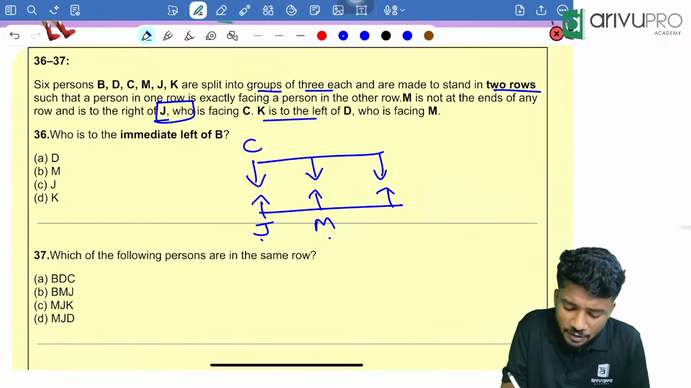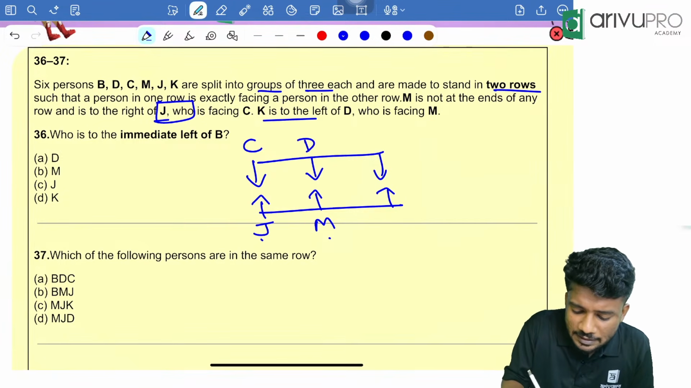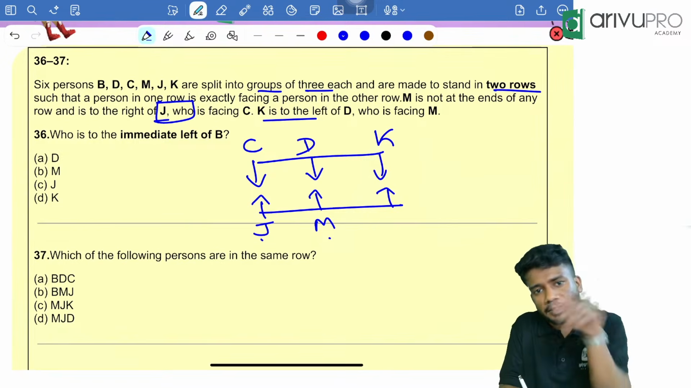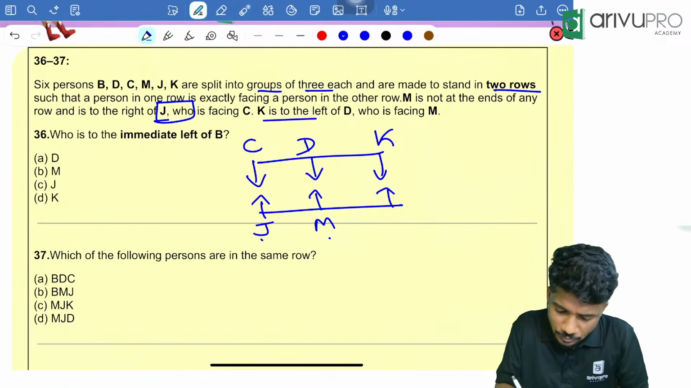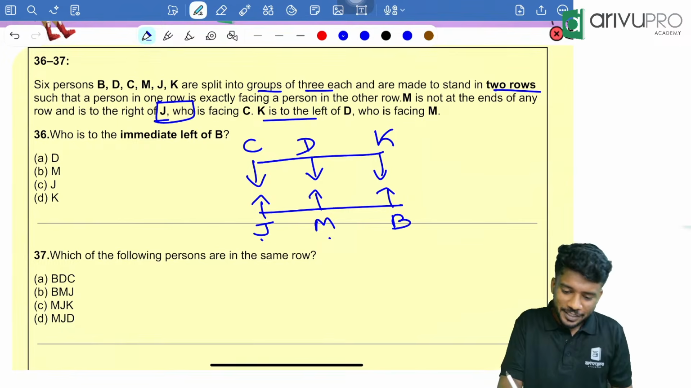K is to the left of D. K is to the left of D means if D is here, K will be here, because they are looking towards south. Left side will be to the opposite side. Then who is remaining? M is remaining now. D is there, C is there. Then B is remaining. B should be over here.